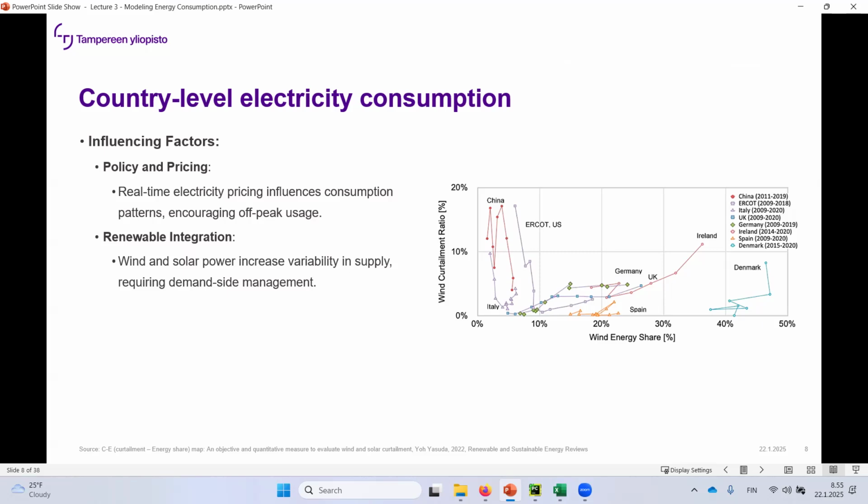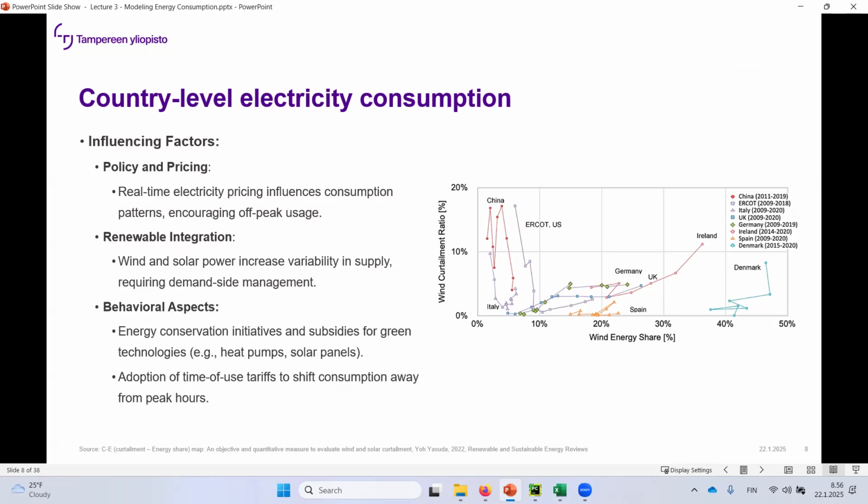But Ireland is an island. So, for example, Denmark has a much higher amount of this wind power production, and it still doesn't match the curtailment amount. And that's because Norway is its neighbor. So whenever there's too much electricity in there, they can just export it there and import it when they don't have wind power. Yeah, so renewable integration.